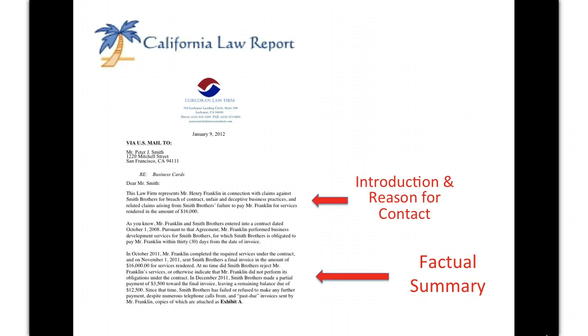If you've got a smoking gun, you might want to disclose it. Of course, if you're working with an attorney, you should talk to them first before you do any of this. So that's kind of the factual summaries section.